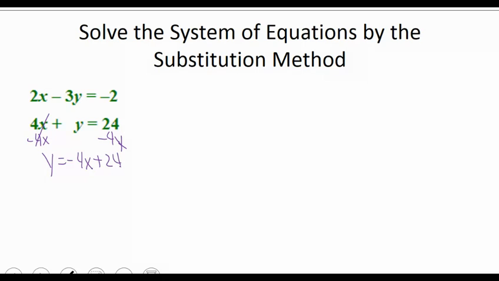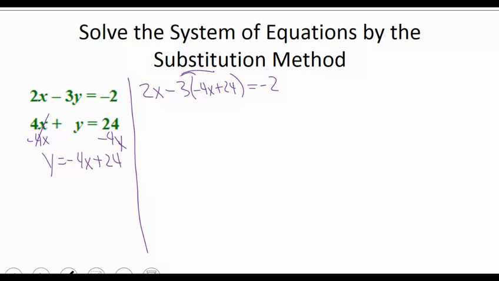They're the same thing. So then what I could do is, and I'm actually just going to come over here, give myself plenty of room. I'm going to rewrite the first equation. 2x minus 3, but in place of the y, I'm going to put the -4x plus 24. And because 3 is being multiplied by y, I'm going to put it in parentheses. And that equals -2. So I rewrote that first equation, but instead of the y, I put the -4x plus 24. And now I'm going to solve this.